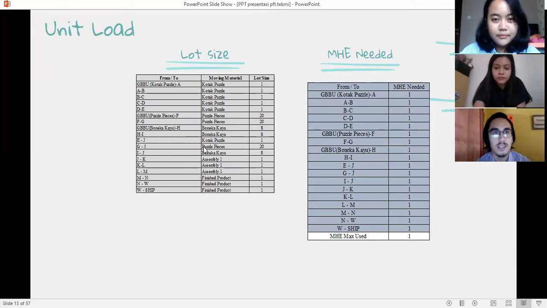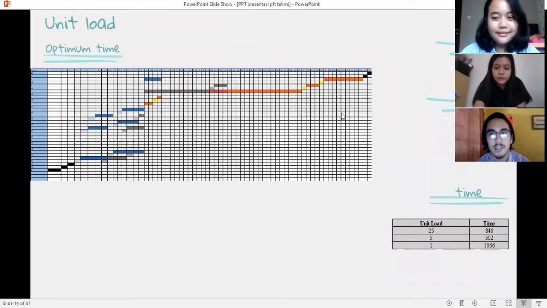And this is the unit load. The first table shows the load size, and the second table shows the material handling equipment needed. Next. This is the result of the unit load with optimum time shown in the first table, and the time result is shown in the second table.